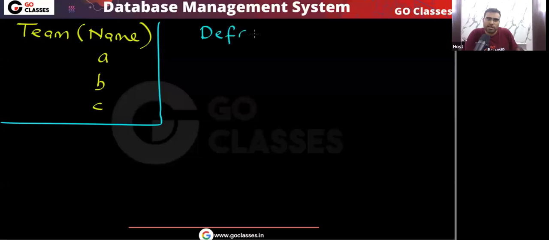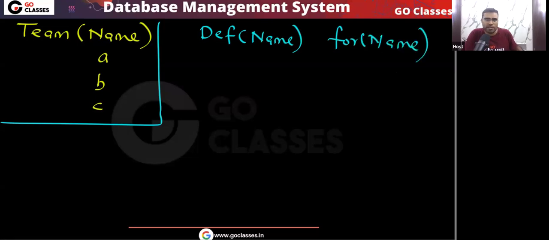So let's assume in the defender I have these names, and in the forward I have these names. A is defender, and let's assume some persons D, E are also defender. In the forward, let's assume A is forward also, and let's assume B is forward. Let's assume here C is defender, and there is some person E here.